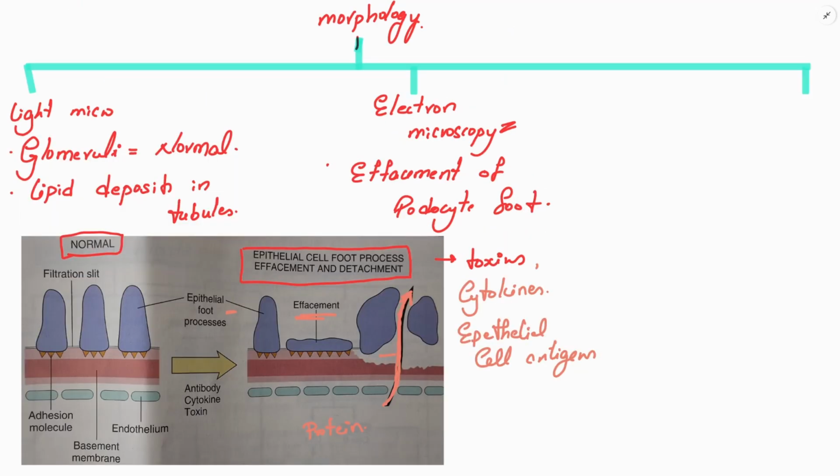And the next one is immunofluorescence. In this immunofluorescence, you will find no deposits here. So this is the reason that this is called nil deposit disease. And the next important point is treatment. So at the end of the day, you have to treat the patient and you have to make him happy. So steroids will respond well here. And the next one is focal segmental glomerulosclerosis.